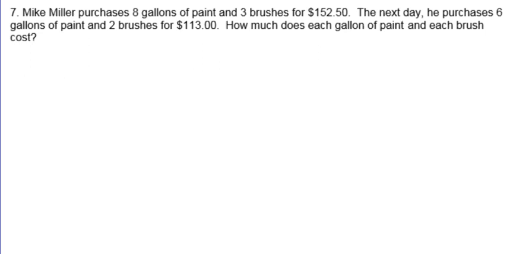So again, we talked about underlining what we know and circling what we want to know. Well, we know that 8 gallons of paint and 3 paint brushes cost $152.50. We also know 6 gallons of paint and 2 paint brushes cost $113. What we want to know is the cost of each gallon of paint and each paintbrush. So we keep talking about paint gallons and paint brushes, and those are the two unknowns. We could identify those as the variables to our problem. So we could say let P equal the gallons of paint and B equal the number of paintbrushes.